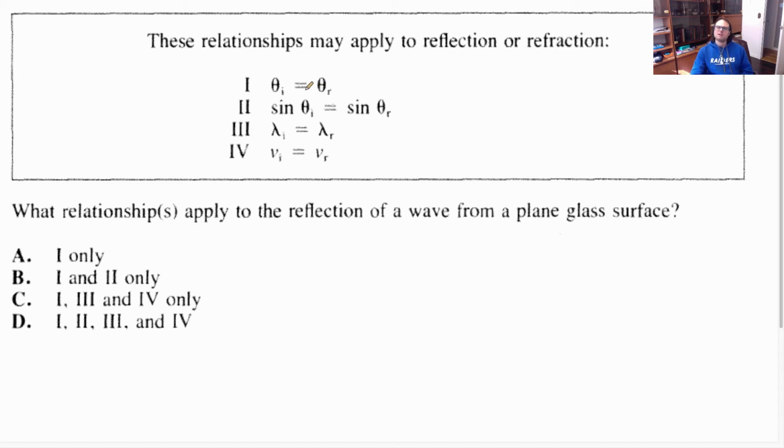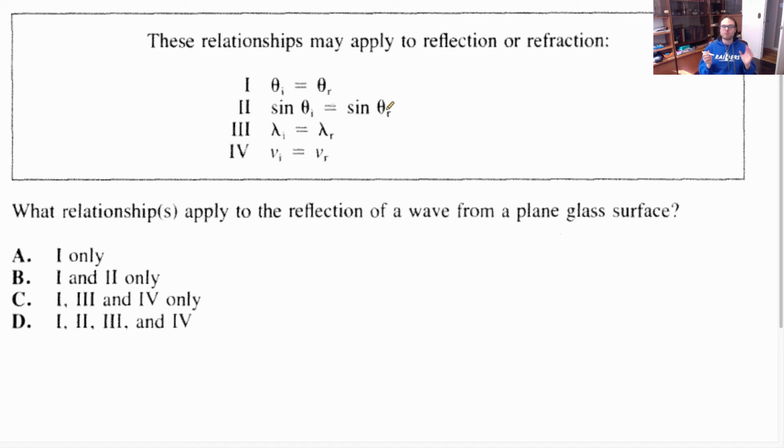That is true. Is this true for refraction? This is definitely not true for refraction. My angle of incidence isn't always equal to my angle of refraction, because if we have different refractive indexes, my angle of refraction will be different. So then sine of my angle of incidence is equal to sine of my angle of reflection. That is true for reflection, because you're staying in the same medium.